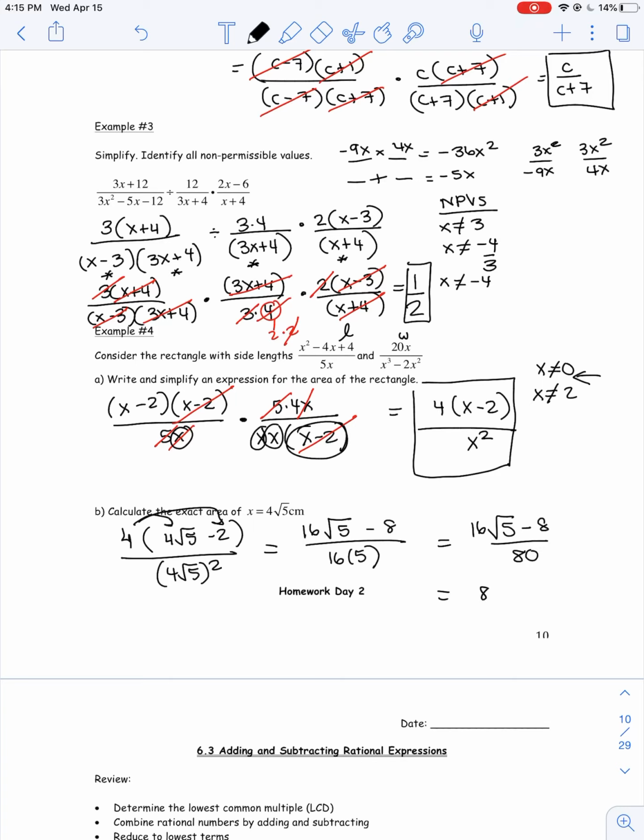And what we can do is take out an 8 that's in common from the top and bottom and cross it off. So that will give us 2 square root of 5 minus 1 over 8 times 10. So the 8s will cross off, leaving us with, because we want exact answers, 2 square root of 5 minus 1 over the common 10, and that's going to be in centimeters squared because we're talking about area. So that's my final answer.